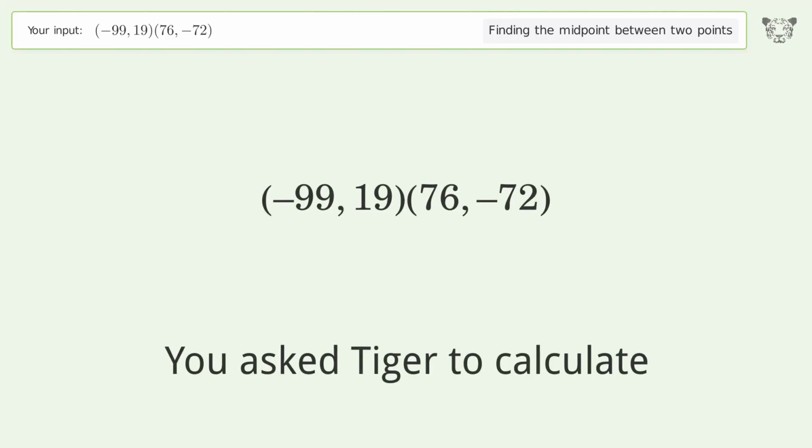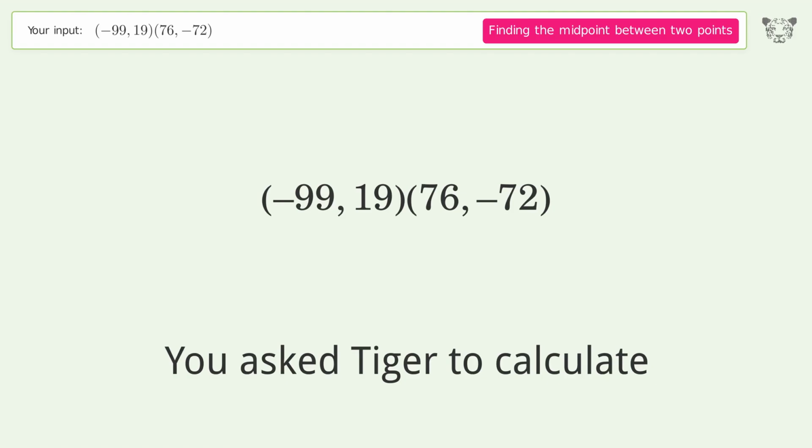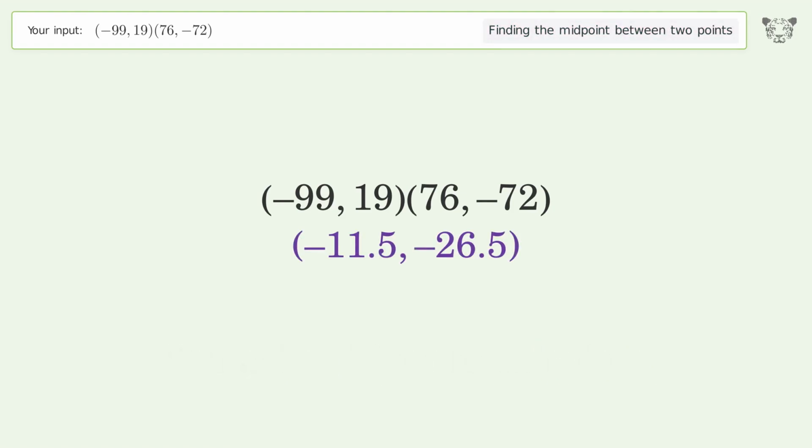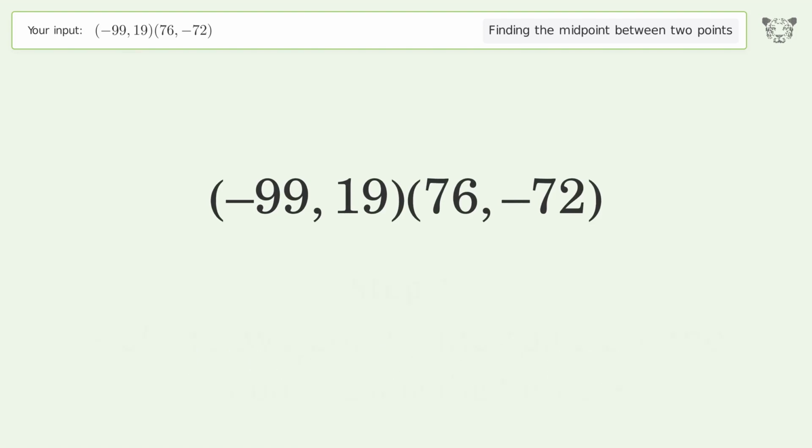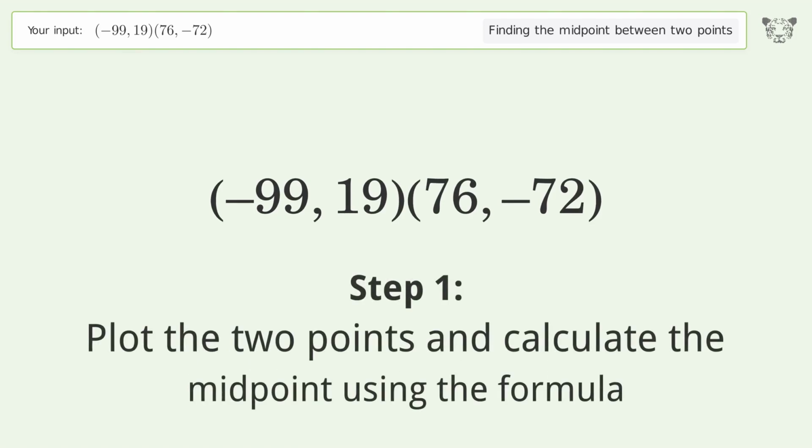You ask Tiger to calculate. This deals with finding the midpoint between 2 points. The midpoint between the 2 points is negative 11.5, negative 26.5. Let's solve it step by step. Plot the 2 points and calculate the midpoint using the formula.